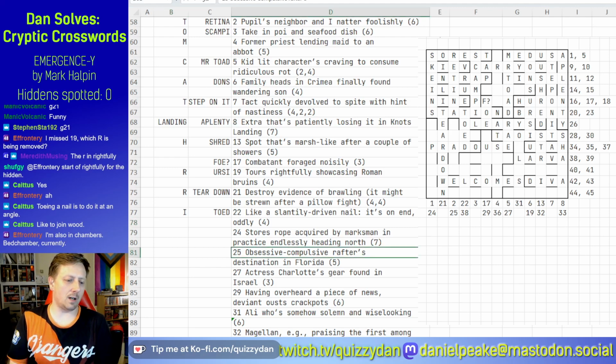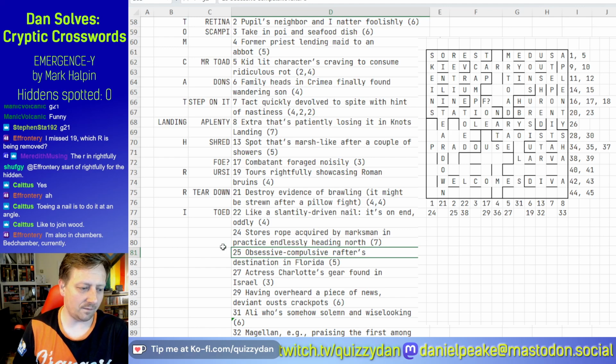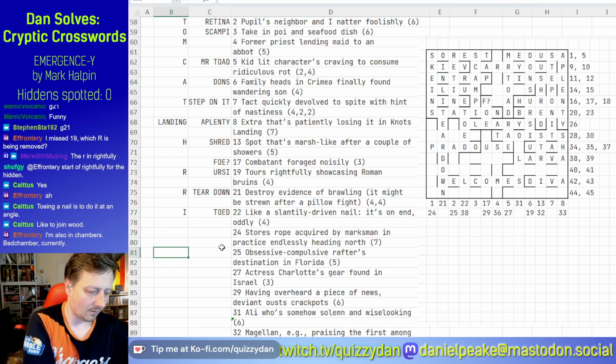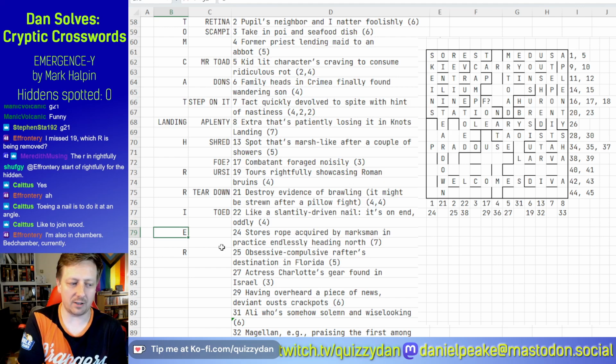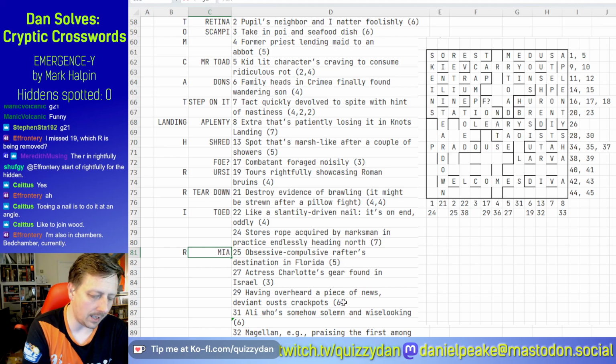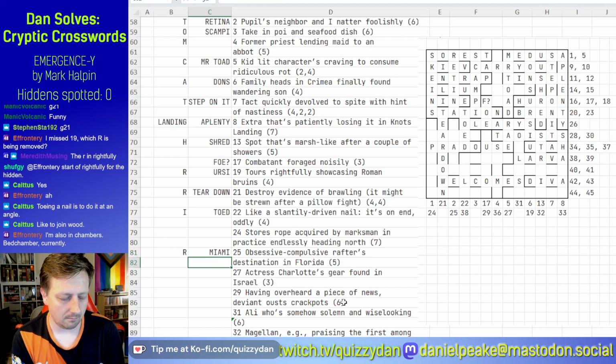Obsessive compulsive rafters. Destination in Florida. Well, it's probably after instead of... Because I want the word... That would make a word Harrier if that was then an E. So, obsessive compulsives after... Obsessive compulsives afters. Destination in Florida. I want it to be Miami as a destination in Florida. But then how would Miami be this clue?